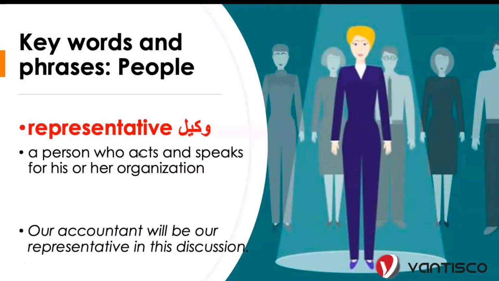Another word to learn is representative. Representative هو الوكيل أو المندوب. A person who acts and speaks for his or her organization. أي شخص عم يحكي باسم شركته. مثلا Our accountant will be our representative in this discussion. المحاسب عنا بالشركة هو حيكون الوكيل بهيدا النقاش أو مندوب الشركة بهيدا النقاش. So, representative.